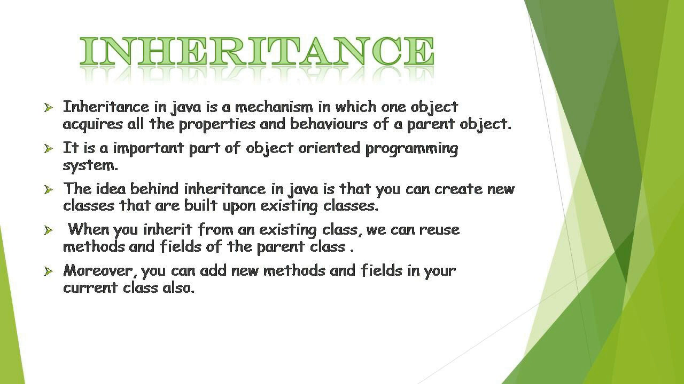Inheritance in Java is a mechanism in which one object acquires all the properties and behaviors of a parent object. That is, जो जावा में इनहेरिटेंस वो एक ऐसा मैकेनिज्म है जिसमें कि एक ऑब्जेक्ट दूसरे पेरेंट ऑब्जेक्ट के सारे प्रॉपर्टीज और बिहेवियर को होल्ड करके रखता है. It is an important part of the object-oriented programming system. ये एक बहुत ही इम्पॉर्टेंट पार्ट है ऑब्जेक्ट ओरिएंटेड प्रोग्रामिंग सिस्टम का, जिसे कि अपन OOPs भी कहते हैं.